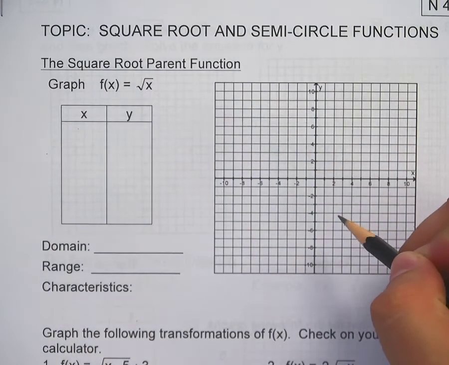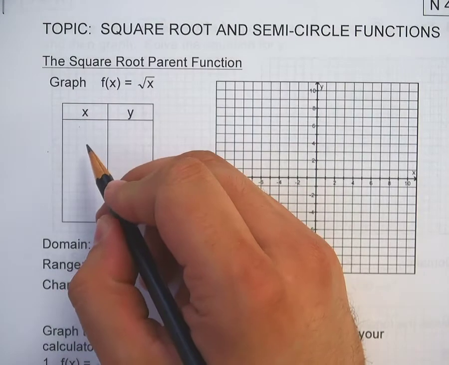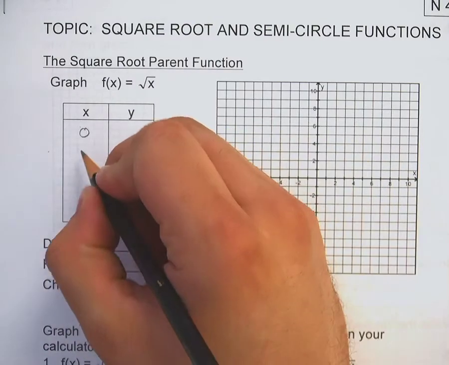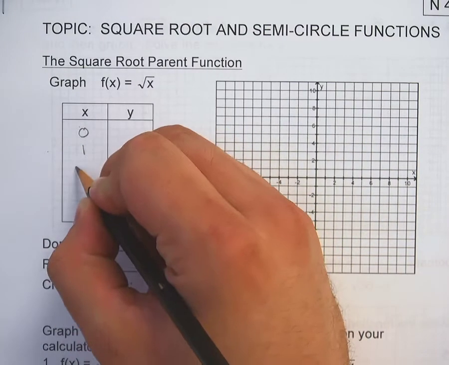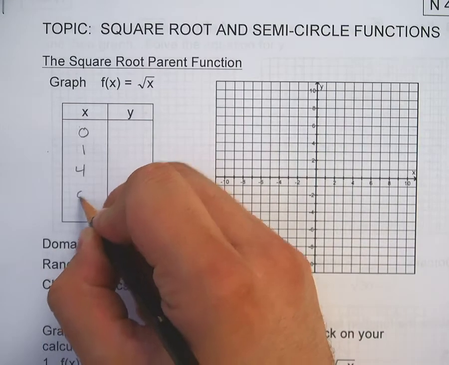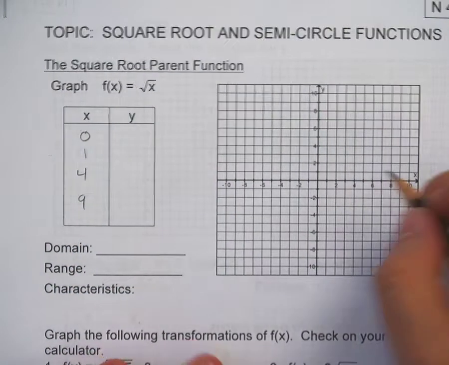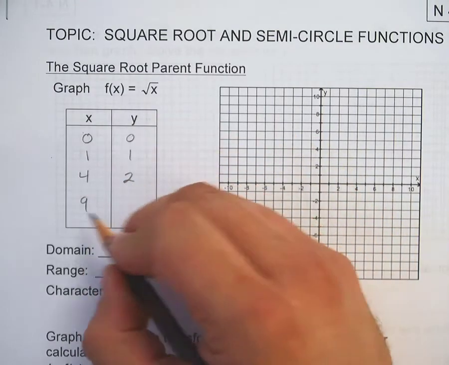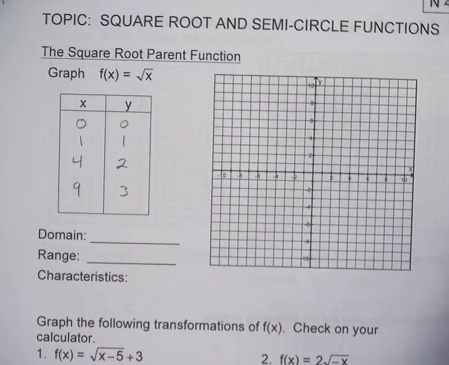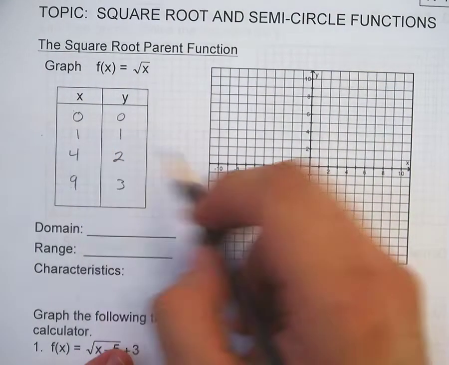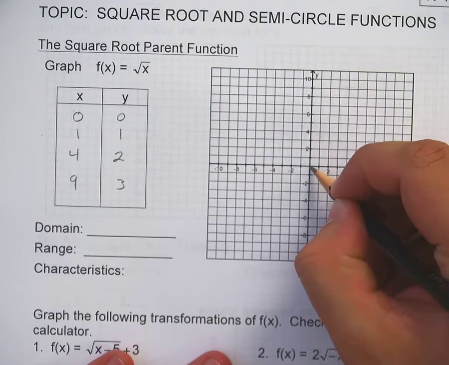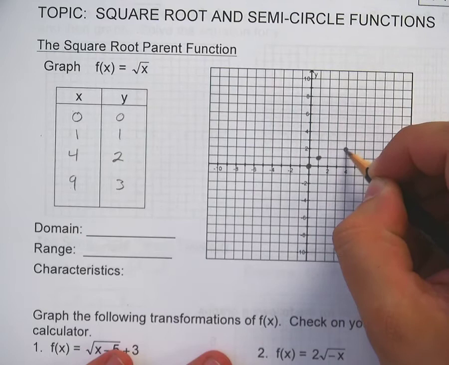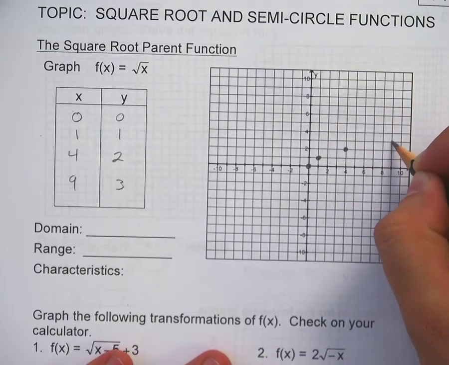If we were going to build a square root value, let's use some perfect numbers for square roots. So we've got the square root of 0. I know I can take the square root of 1. I know the square root of 4 is pretty easy, and the square root of 9 is pretty easy too. Square root of 0 is 0, square root of 1 is 1, square root of 4 is 2, square root of 9 is 3. Now, when you're setting up the square roots, we start at 0, 0 on our graph here, go to 1, 1, 4, 2, and 9, 3.